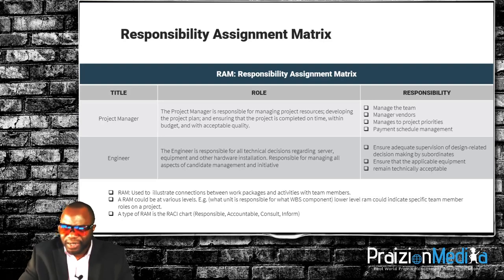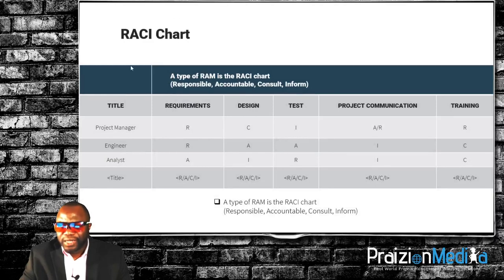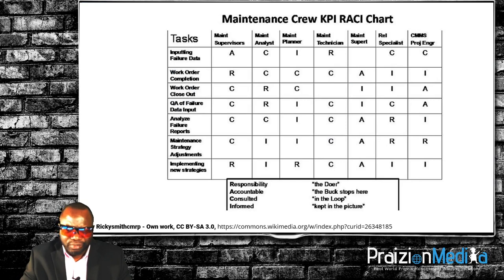That's the RAM. You can see the title of the individual, their role, and their responsibility. Now we can get more specific here in a RACI chart, and we can actually show who is responsible, who is accountable, who is consultative, and who is informative. Okay, and then we can even go into more details, more level of details, and more cross-functionality. All right, so that's your RACI chart.